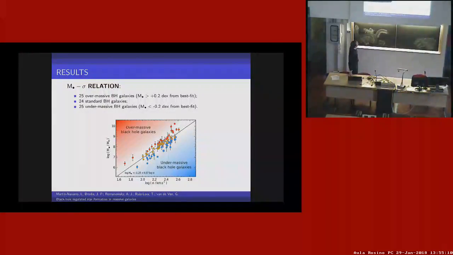I just want to show you that they obtain for each of these groups a fairly equal number of galaxies, 25 in both the overmassive and undermassive groups, and 24 for standard. Also, the mean velocity dispersion is rather equal, so they're not so different, dynamically speaking.